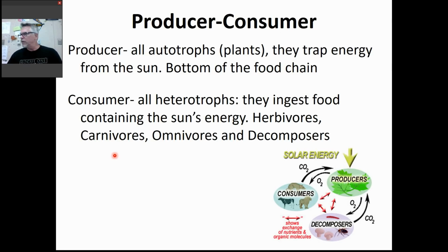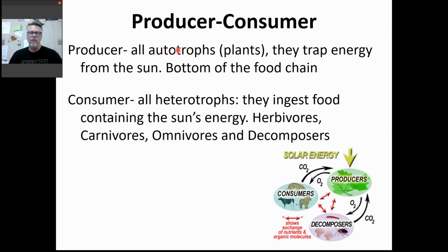Another kind of relationship we want to talk about is the producer-consumer relationship. All right. So a producer is a kind of organism that produces something. That's why it's called a producer. And for us, all producers are plants. They produce energy. They trap energy from the sun. And the term for an organism that produces its own food is autotroph.